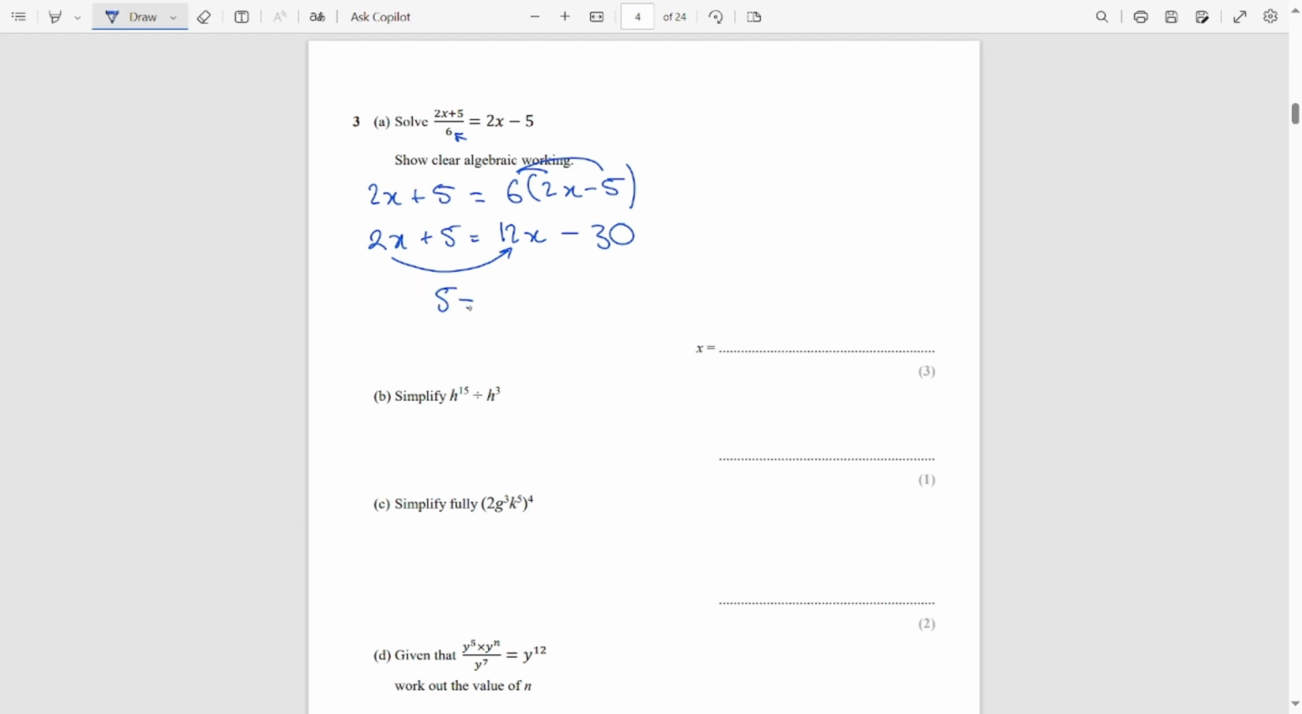So this is now going to be 5 is equal to 12x minus 2x, which is 10x, minus 30. Now again, I'm going to take this 30 here onto the other side. This is a minus 30, so I'm going to add 30 onto both sides, or you can think about it as moving that 30 onto the other side and adding. So I have 35 is equal to 10x. And then lastly, I'm going to divide through by 10. So x is 35 over 10. You could leave it like this if you wanted, or you can write it as a decimal. X is 3.5.